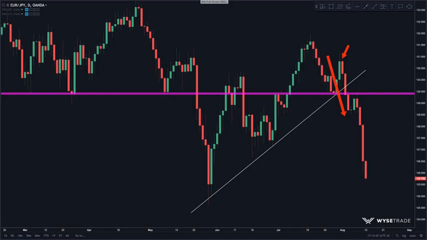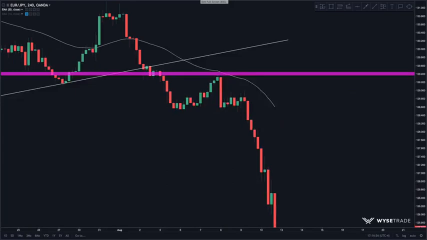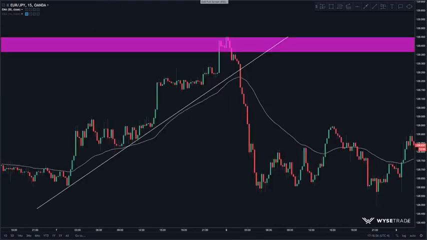The best entry occurred through the pullback on the 4-hour time frame. So here in the 4-hour time frame, we had a decent rejection of resistance and the 50 EMA. But how do we confirm that this pullback is over? What we did was we used the 15-minute time frame.